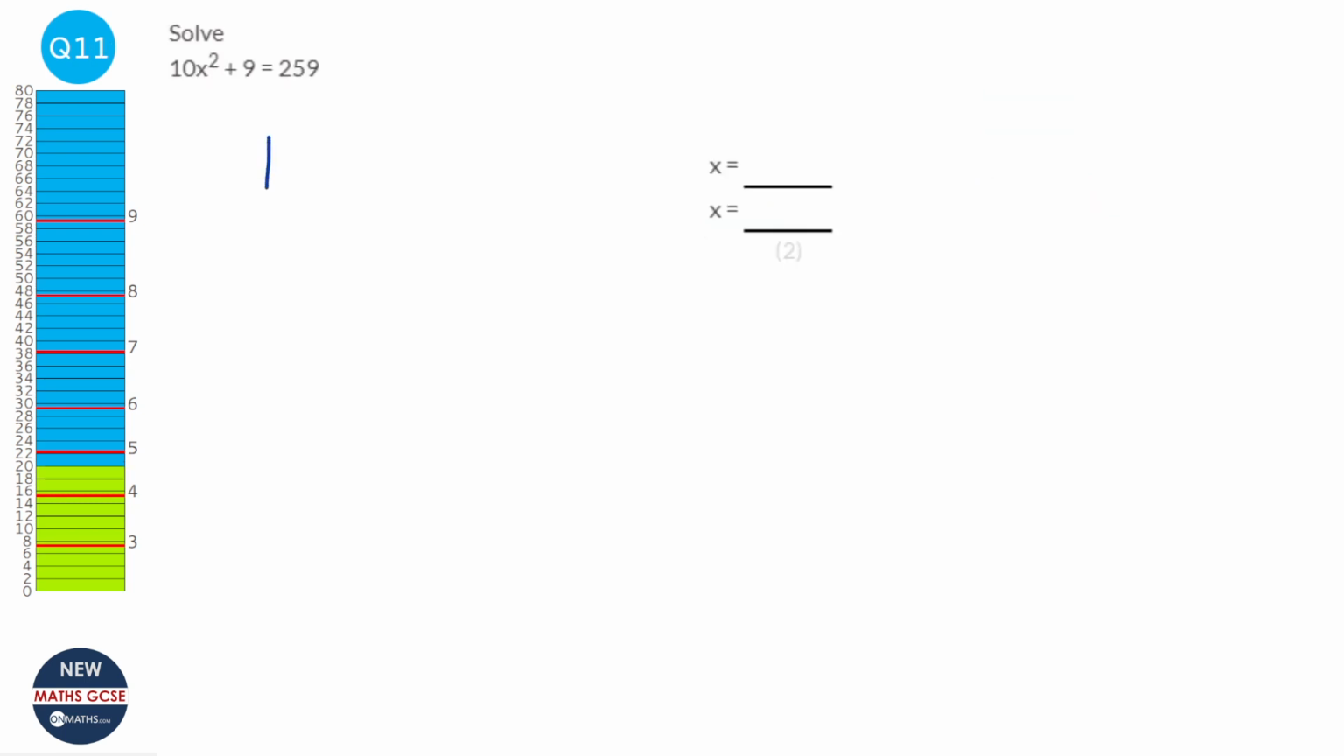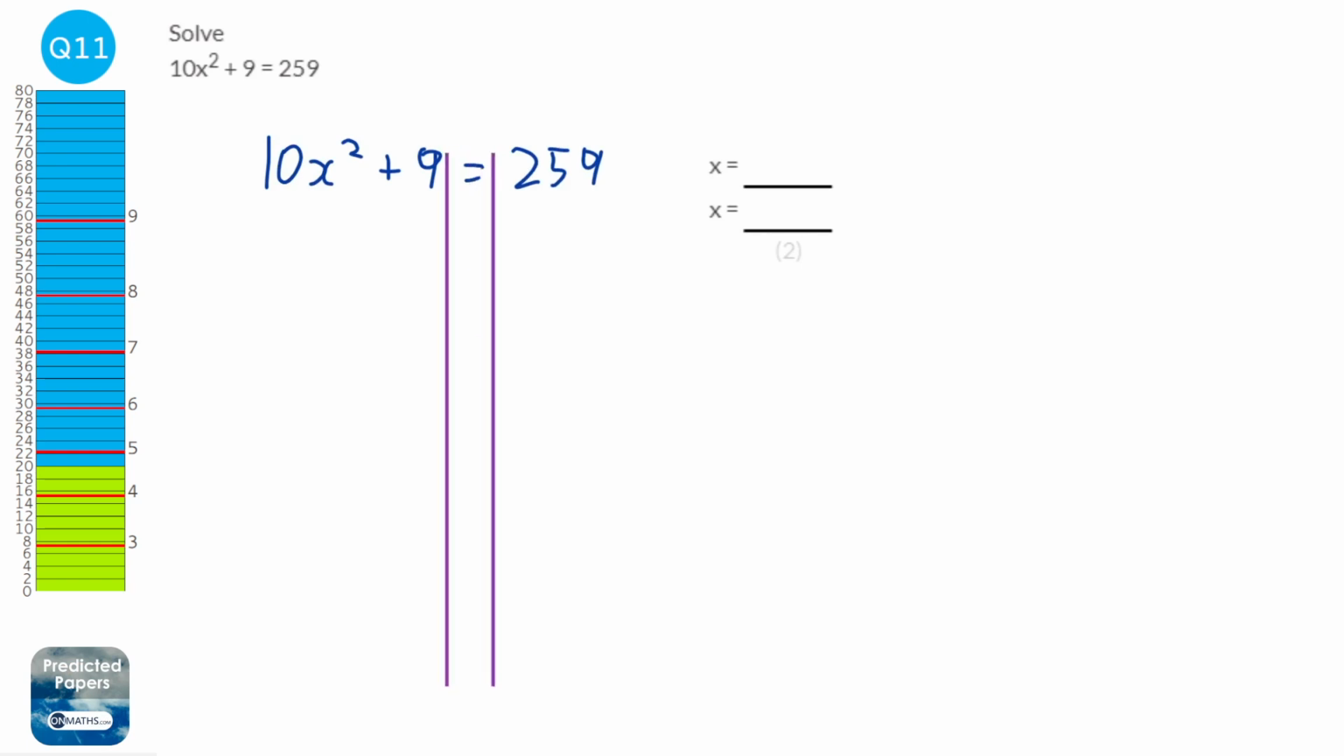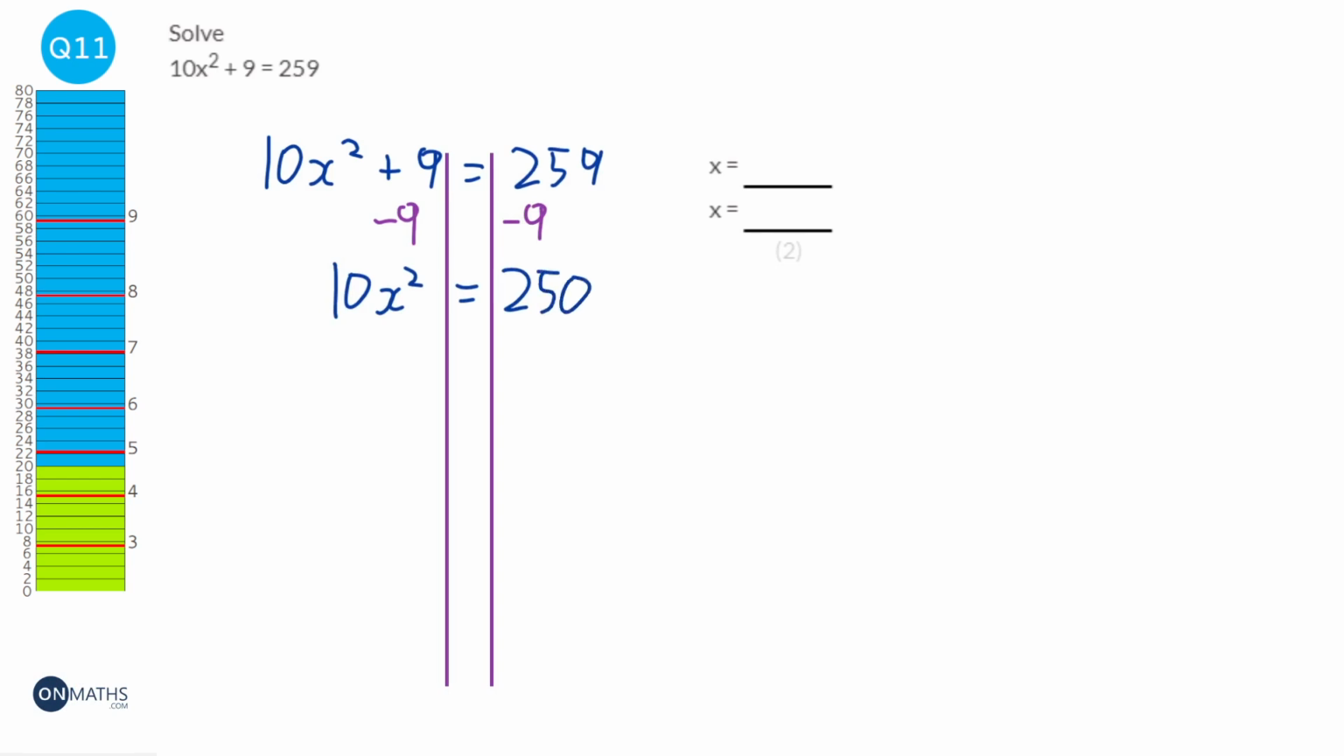So I'm going to write this question out a bit bigger, just so we've got a bit more room. And we're asked to solve. So what we're going to do with this is we're actually going to start by putting our solving lines in, and we're going to try and figure out what we do to get x on its own. So we're going to start by subtracting 9 from both sides, and so that will leave us with the 10x squared on the left hand side and then 250 on the right. Then we're going to divide both sides by 10, so we've got x squared equals 25, and then we're going to square root both sides.